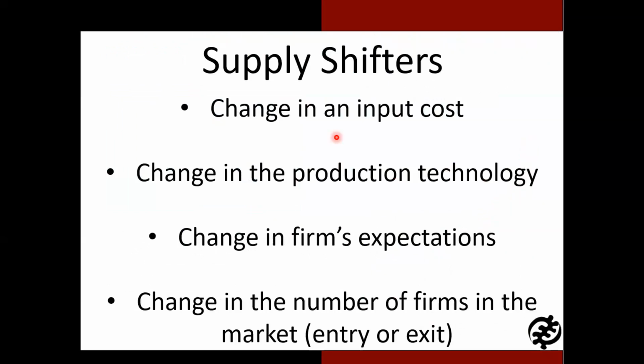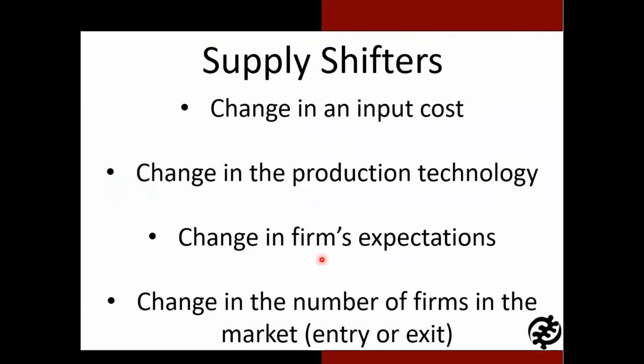Change in production technology. Think Henry Ford, the assembly line. Using the same number of tools, you're able to get more output. If you were able to get more output using the same number of tools, your average costs were going down, so that would shift your supply curve down and to the right.